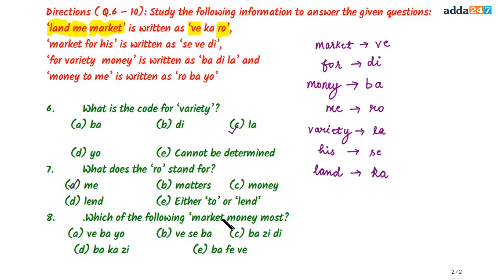And eighth is which of the following represents market money most? And market, well, market stands for VE, money stands for BA, and most, we do not have most in these sentences, so most will stand for something new. That means new from these words. So if we look at the E option, it has VE, it has BA, and it has one new word, that is FE. And we can see that FE is not here. So definitely E is the correct option.